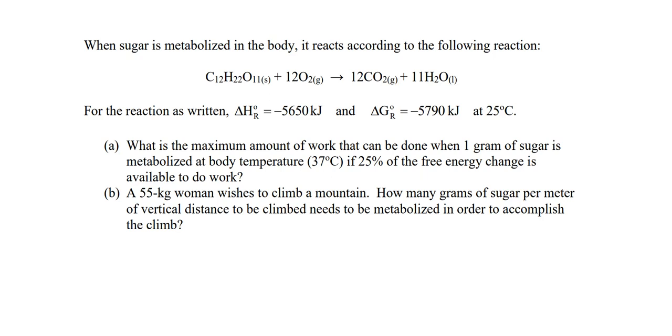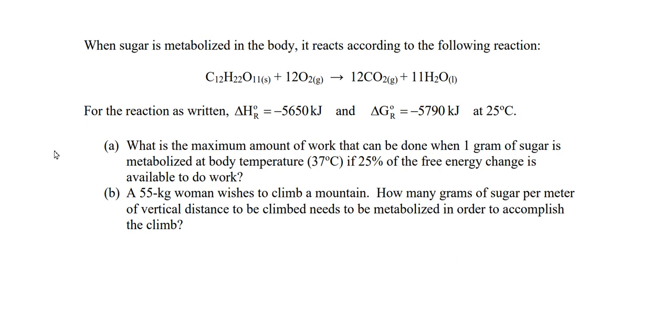When sugar is metabolized in the body, the sugar reacts according to the following equation: C12H22O11 + 12O2 yields 12CO2 + 11H2O. This is the typical combustion reaction. For the reaction as written, the standard delta H of that reaction is negative 5650 kilojoules, and the standard delta G of that reaction is negative 5790 kilojoules at 25 degrees Celsius.